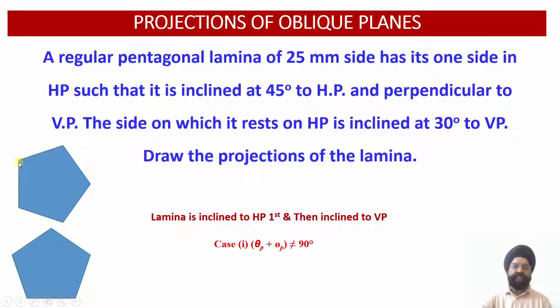Please check. This is one situation where one of the edges of this pentagonal lamina is perpendicular to the XY line. In the second position, the lamina is placed such that one of its edges is parallel to the XY reference line. We'll find out in a while which of these two positions is the correct one. So step number 1, we'll read out the statement and find out the correct position of this pentagonal lamina. Now please read out the statement.